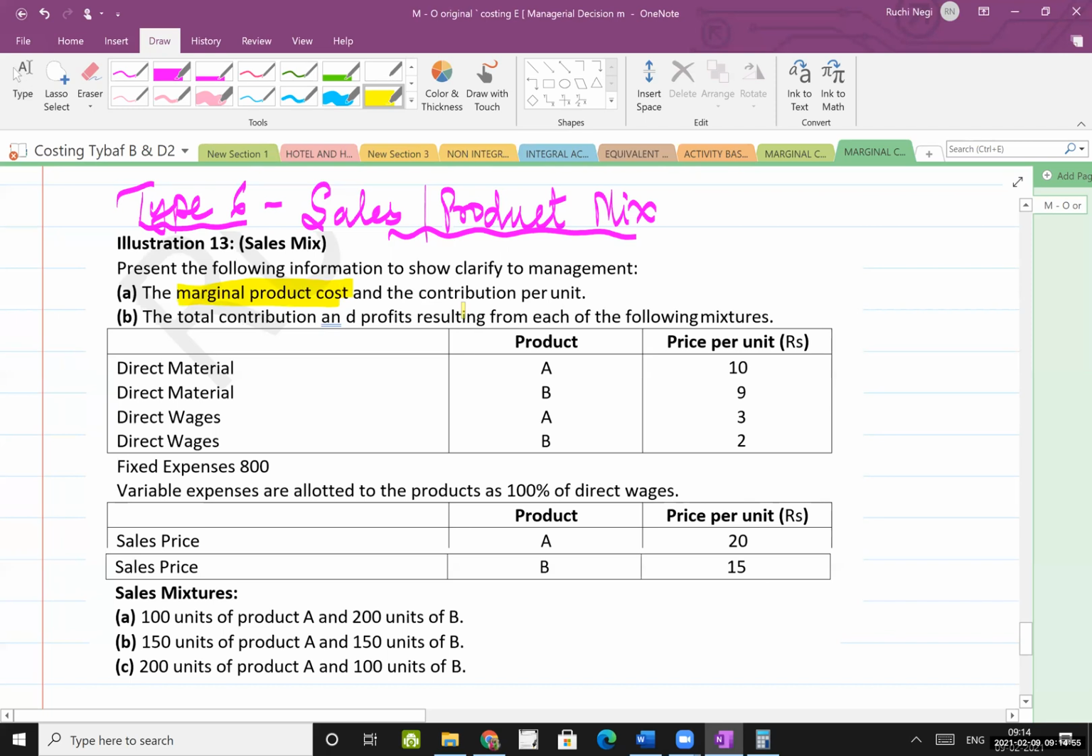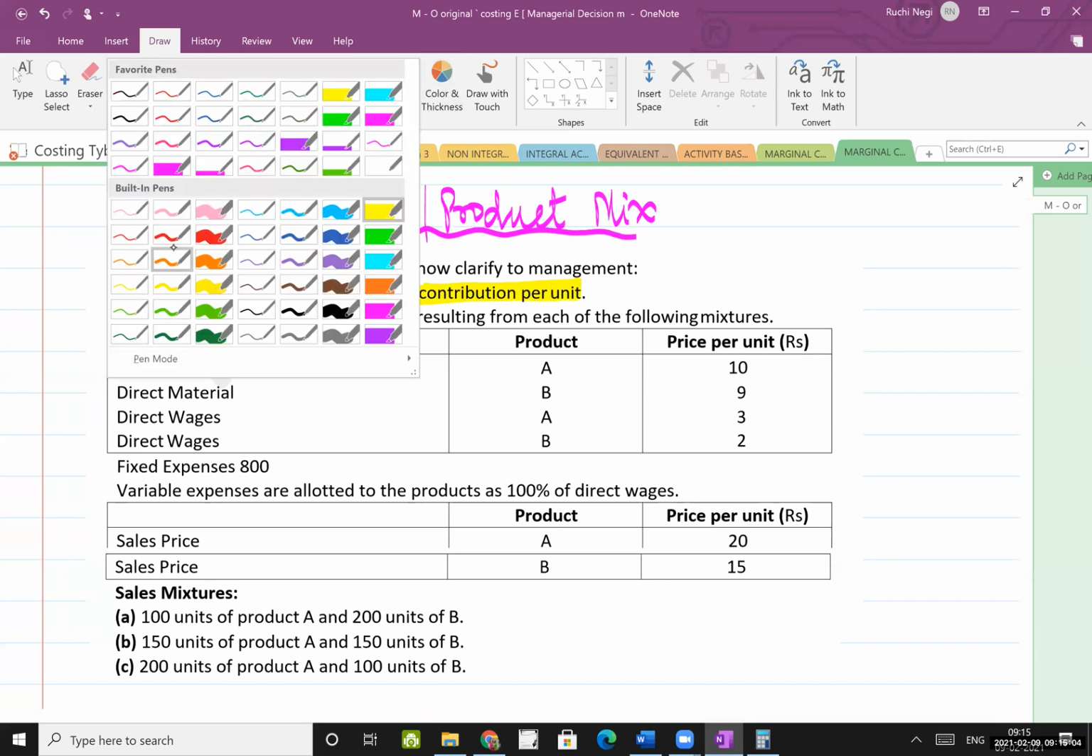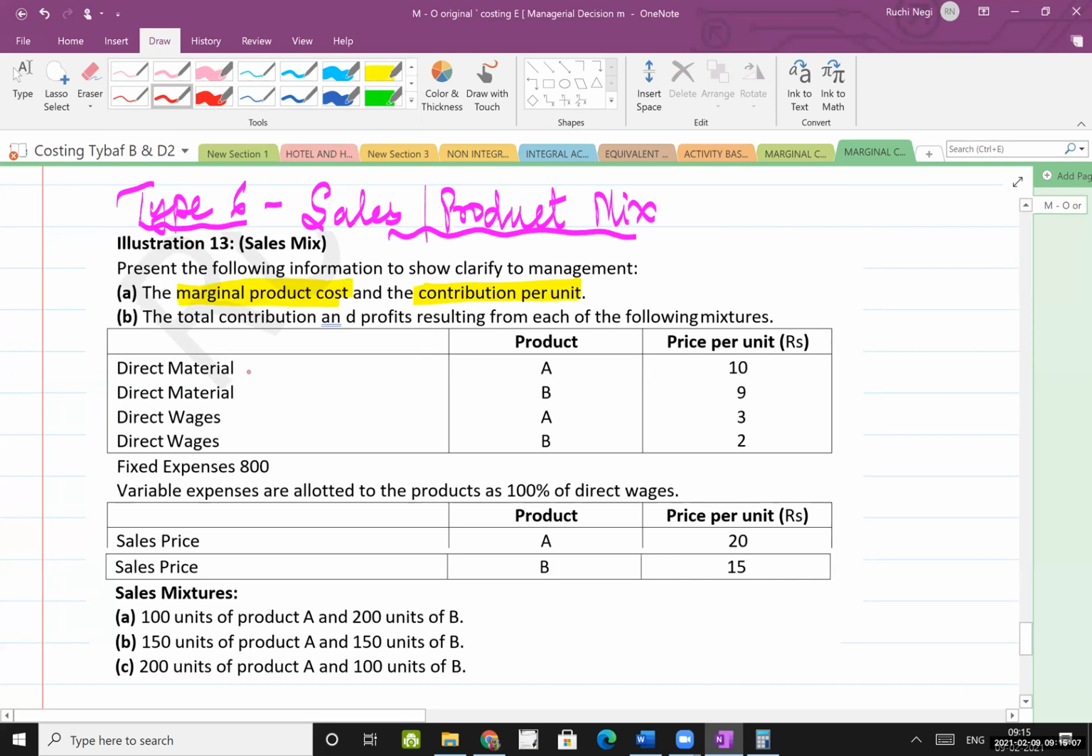Yeah, it's variable cost, and you have to show the contribution per unit. Okay, now these are the sales mix. Material, direct material means variable cost. A and B separately दिया है, ठीक है. Direct wages, obviously it's a part of variable cost. Next, fixed expense, that is fixed cost. Variable expenses are allotted to the products as 100% of direct wages. So this is other variable cost.